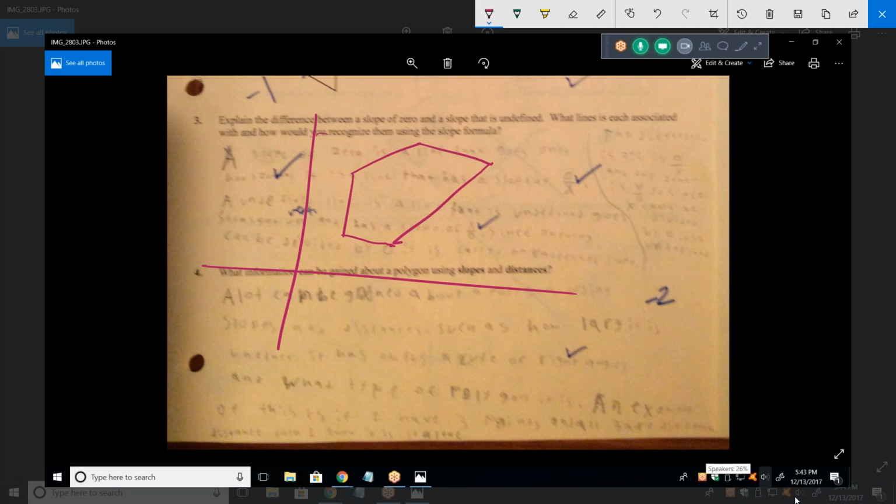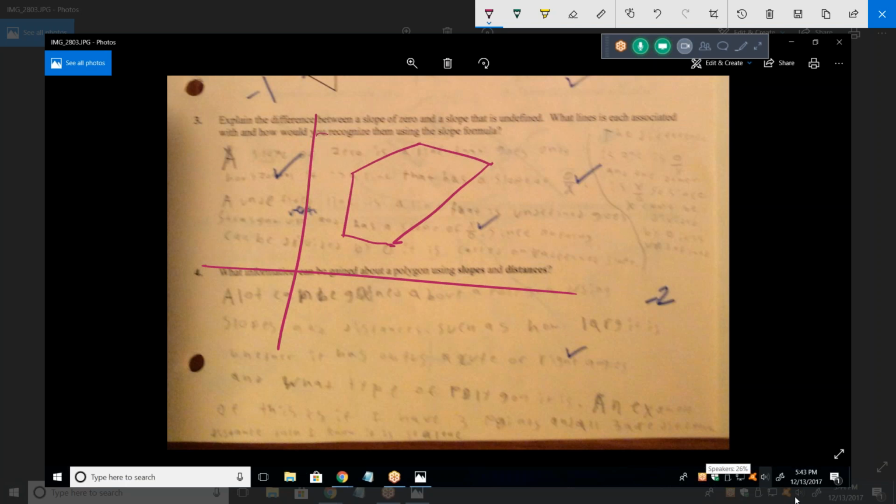Wow. What is your answer? You lost 2 points on this one. What did your answer say? I said a lot can be gained about a polygon using slopes and distances, such as how large it is, whether it has an obtuse angle or right angles, and what type of polygon it is. An example of this is if I have 3 points and all 3 are different distances, then I know it is a scalene triangle. Okay. That's true.